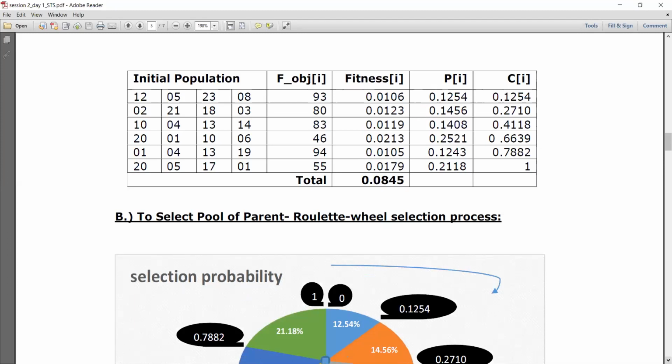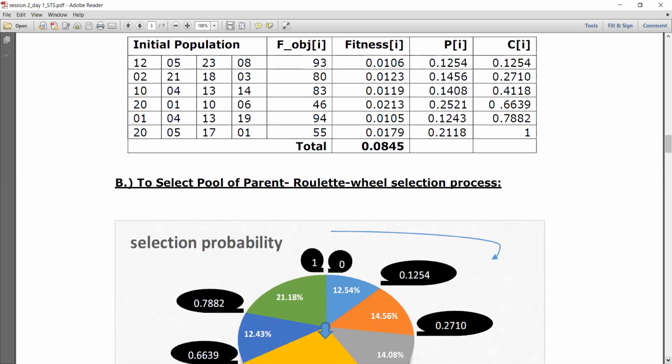Now next, what is this C of I? With P of I, can we freeze this? No. Once the probability of each chromosome is done, we will have to look at the cumulative probability also. Why? The use of the cumulative probability will be discussed in the next step, which is to select the pool of parents. First step, A, we have completed: we have calculated the selection probability. Having obtained the selection probability, next we are going to select the pool of parents.